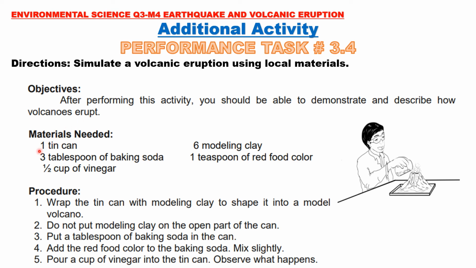Materials needed: 1 tin can, 3 tablespoons of baking soda, half a cup of vinegar, modeling clay, 1 teaspoon of red food color. Procedure: wrap the tin can with modeling clay to shape it into a model volcano. Do not put modeling clay on the open part of the can. Put a tablespoon of baking soda in the can. Add the red food color to the baking soda. Mix slightly, and then pour a cup of vinegar into the tin can and observe what happens.